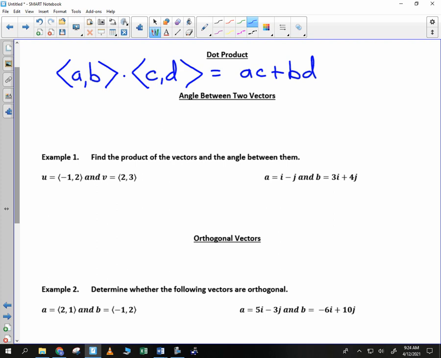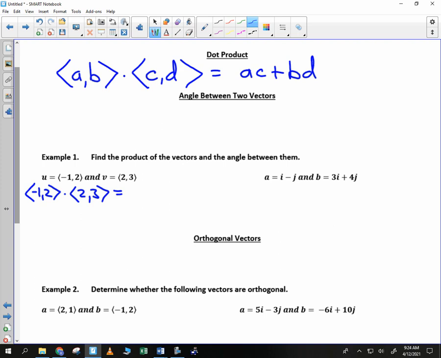It says find the product of the vectors and the angle between them. We'll talk about the angle in a second, but right now let's take vector U times vector V. So we do negative 1, 2, and we multiply it by 2, 3. So we take negative 1 times 2.